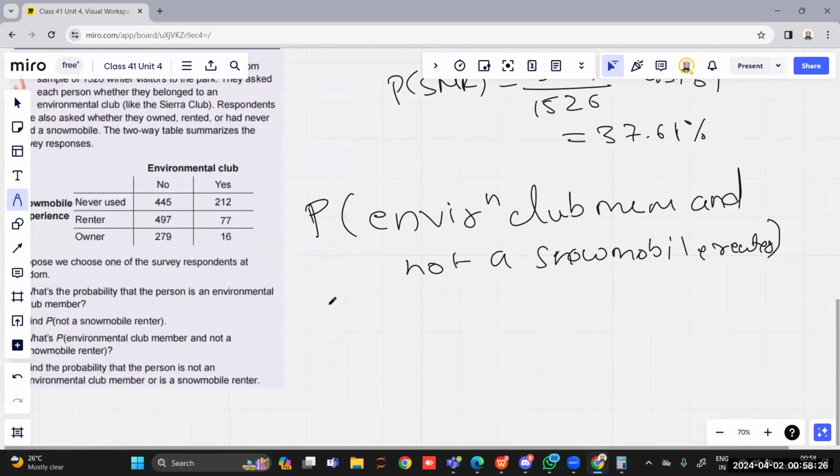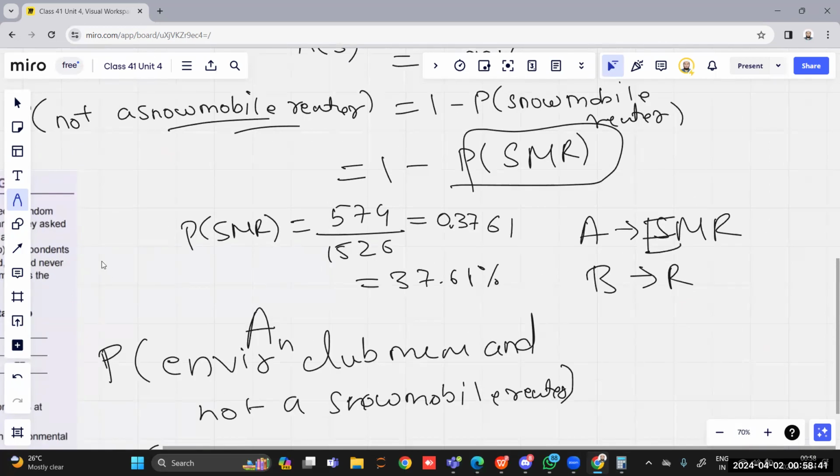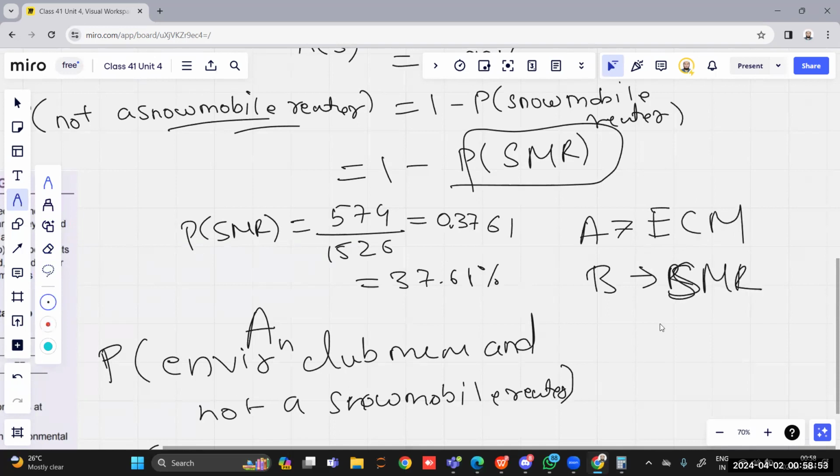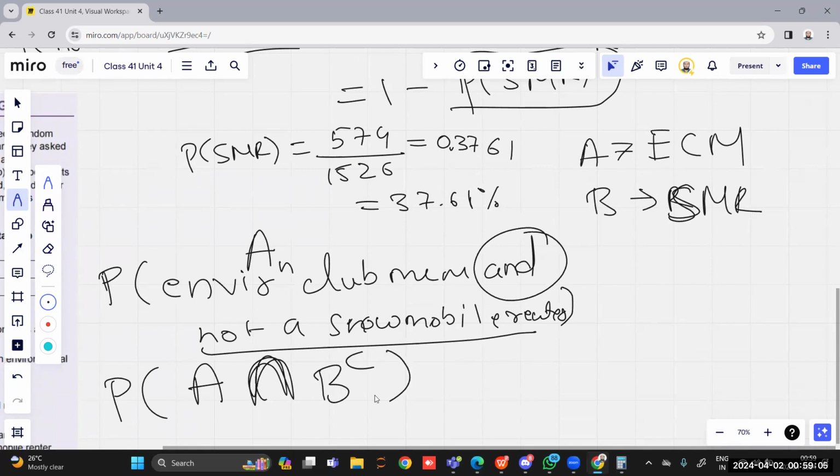Suppose A is snowmobile renter, and B is environmental club member. We need to find the probability of A and B, meaning intersection, and "not" means opposite, so it's B complement. Yes or no? So we need to find this.